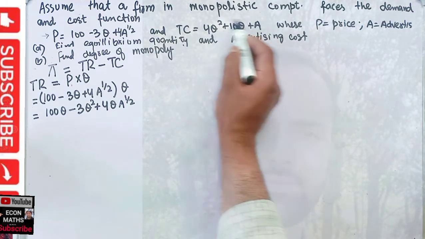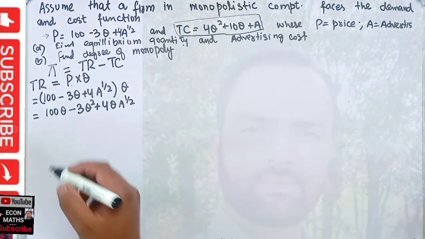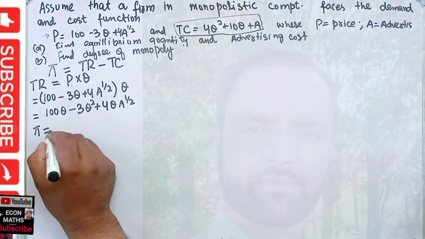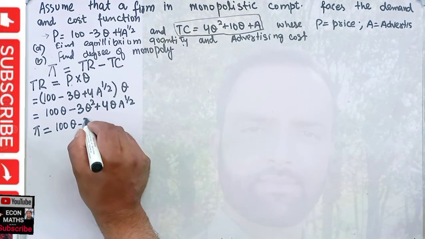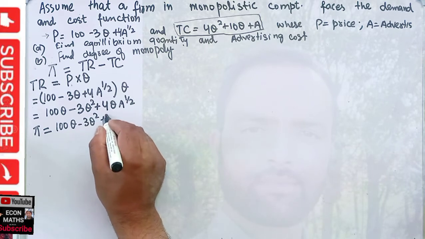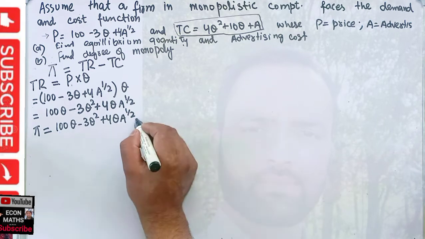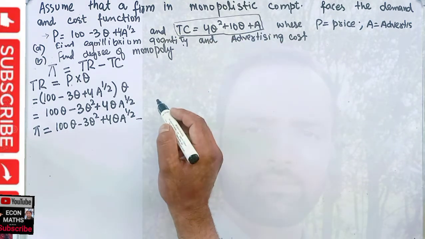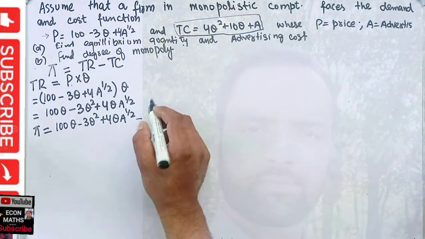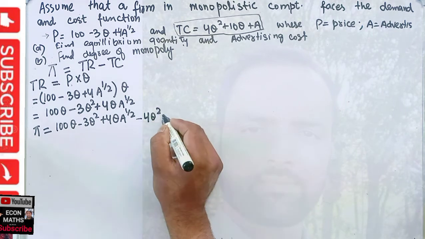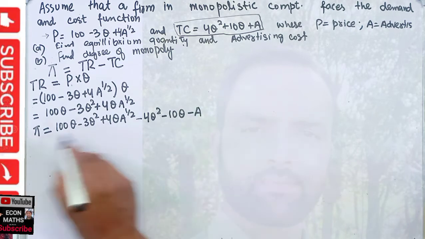Now total cost is given. I will not write it here to save some space. Therefore, our profit function would be simply equal to total revenue, that is 100Q minus 3Q square plus 4QA to the power 1 by 2, minus total cost. So all these terms will become negative: minus 4Q square minus 10Q minus A. This is our profit function.